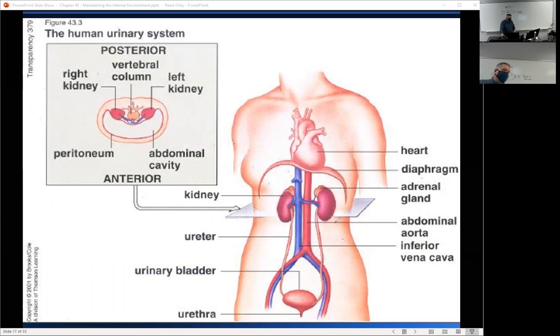Here's our urinary bladder. So the kidneys are connected to the urinary bladder by two tubes called ureters. And finally, we have the urethra down here. So the urethra is where the urine can be excreted once the urinary bladder is full and needs to be emptied.